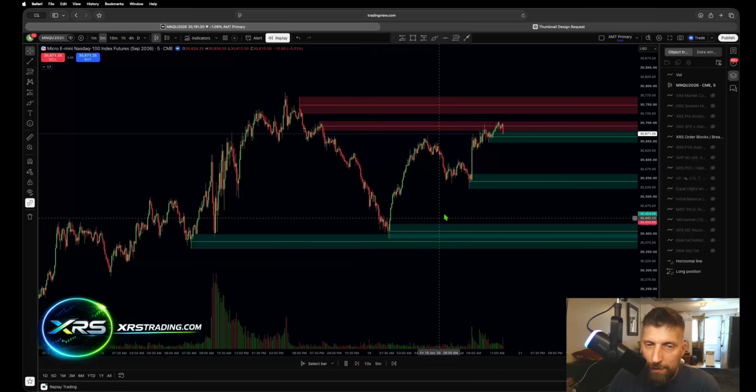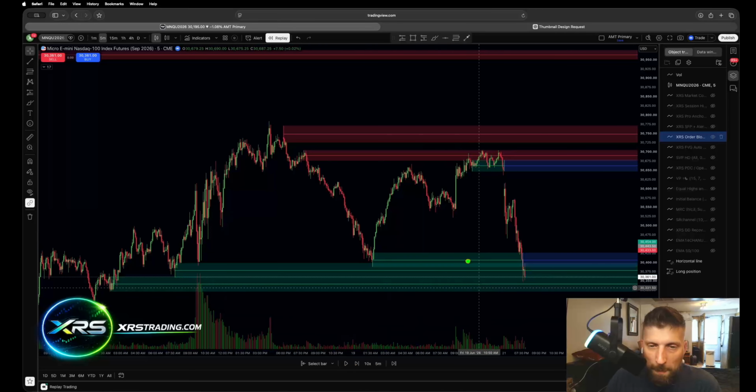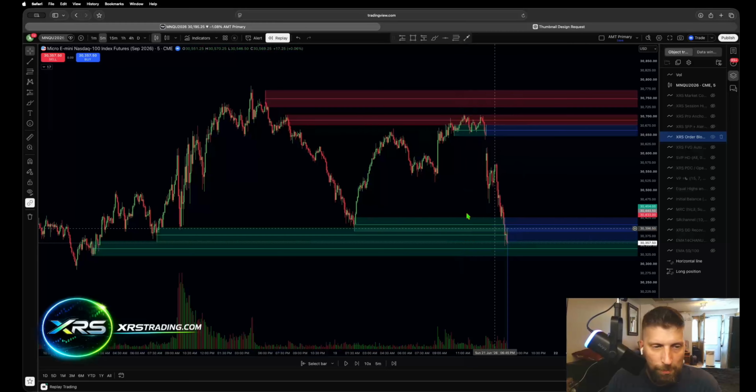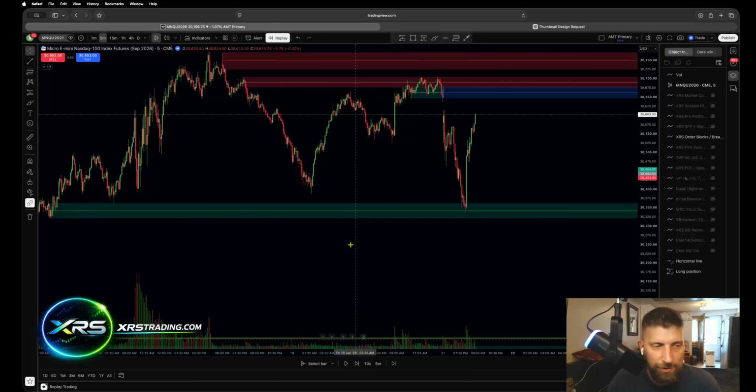Now, while we're waiting for that to happen, as we're going through this, I want to go over what a breaker block is. So a breaker block is an order block that gets traded entirely through, and then flips over and becomes support and resistance. And we'll see an example of that shortly.